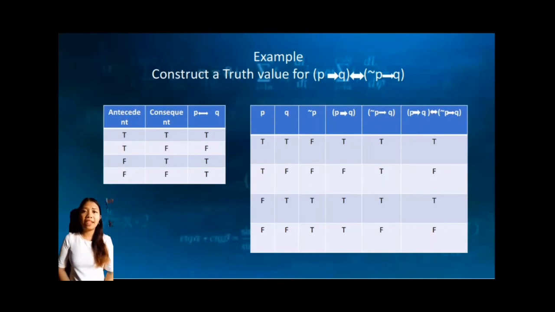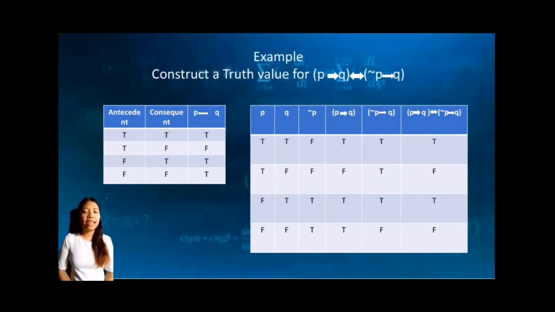So, for now, tingin na tayo sa ating panglimang column. Andyan ang not P implies Q. Let us look on the third column and the second column. So, not P and Q. As you can see, si not P ay F at si Q ay T. Ang answer niya is true. Kapag si not P naman ay false at false din si Q, ang answer niya ulit ay true. At kapag si not P at si Q ay parehas true, ang answer niya ay true ulit. At kapag si not P ay true at si Q ay false, ang answer ay false.